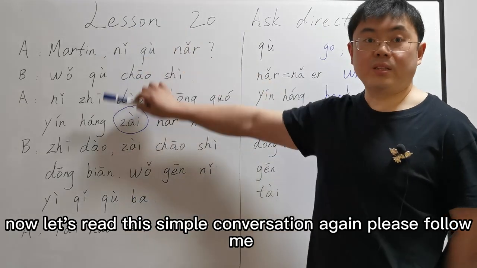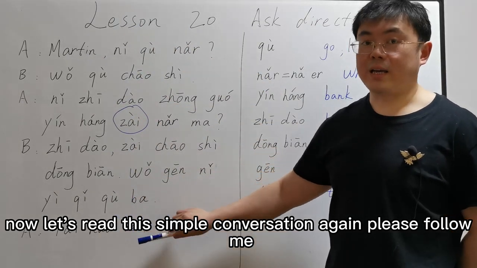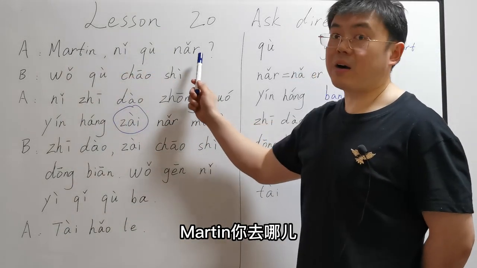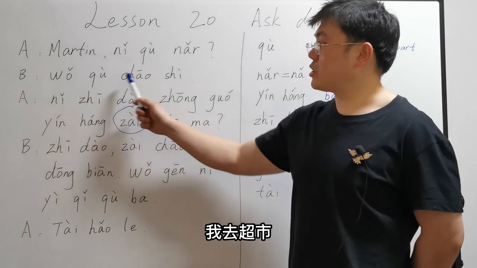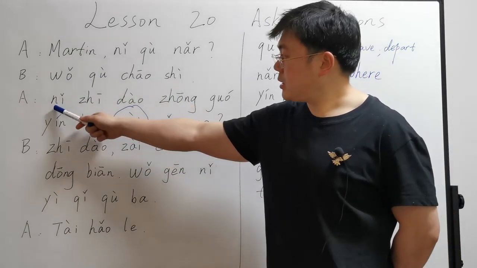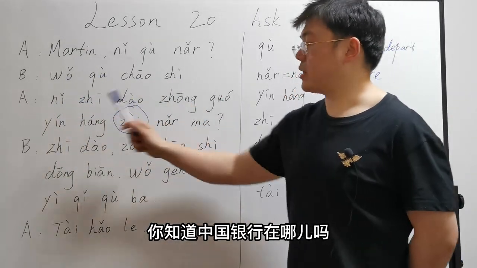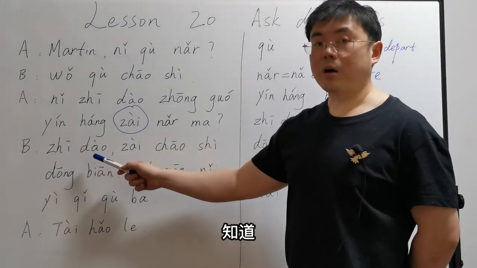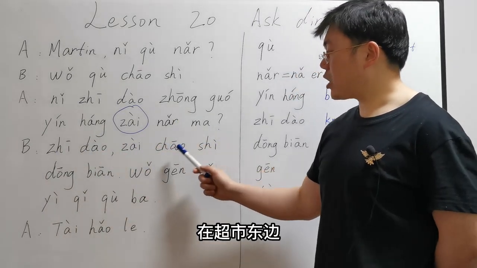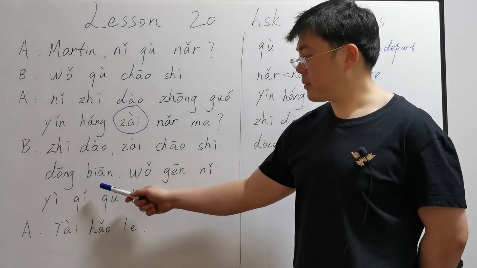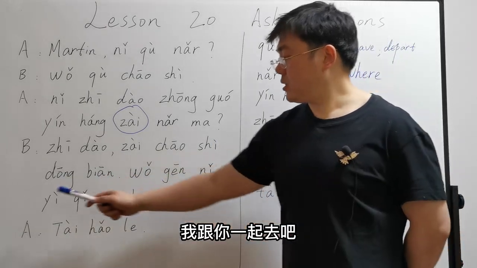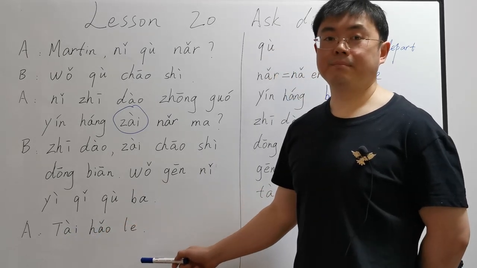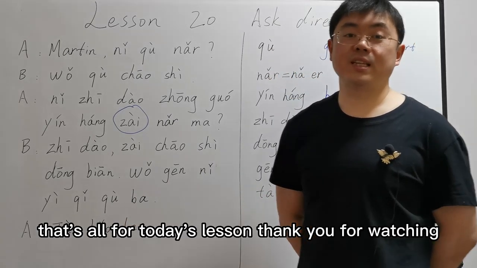Now, let's read this simple conversation again. Please follow me. Martin, 你去哪儿？ 我去超市。你知道中国银行在哪儿吗？ 知道，在超市东边。 我跟你一起去吧。 太好了。That's all for today's lesson.